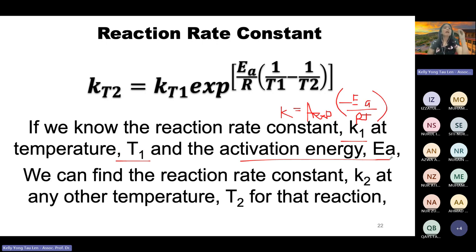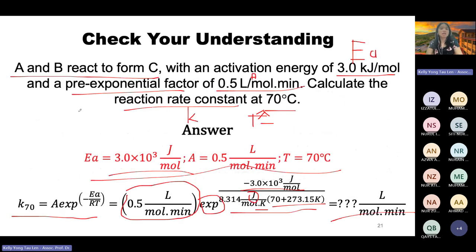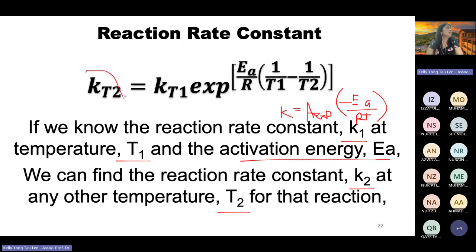That means, if I know K1 at T1, and I know EA, and I want to find my new K at my new temperature, how do I find it? So for the second version, I know K1, T1, and EA, and I want to find the new K at the new T2. I can use this version. This version says K at my new temperature, because you must remember, K changes with temperature.